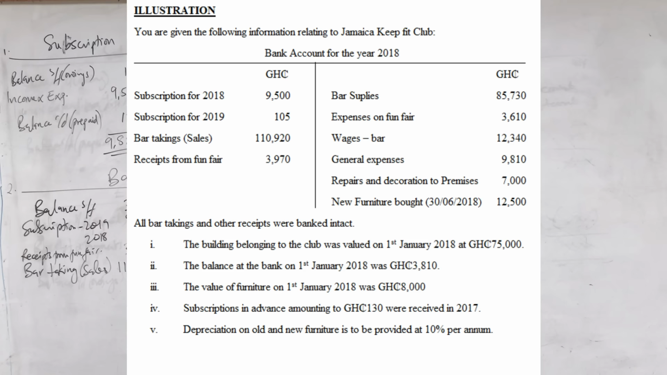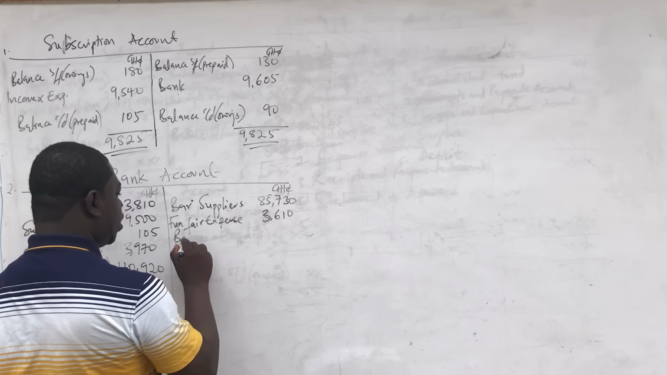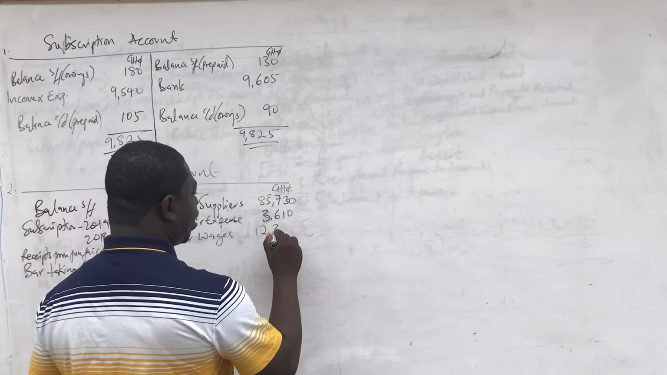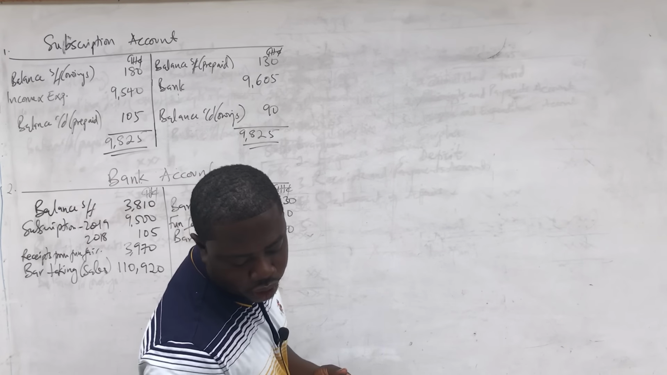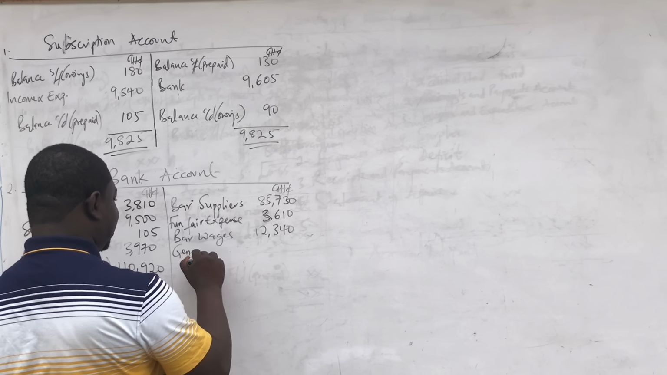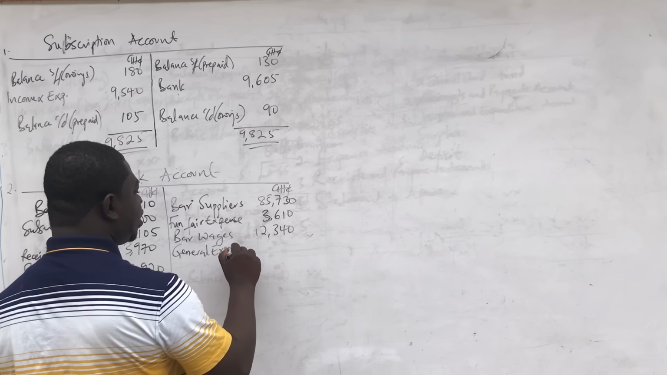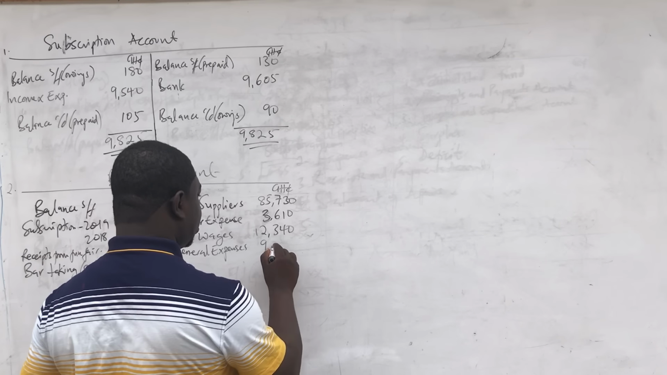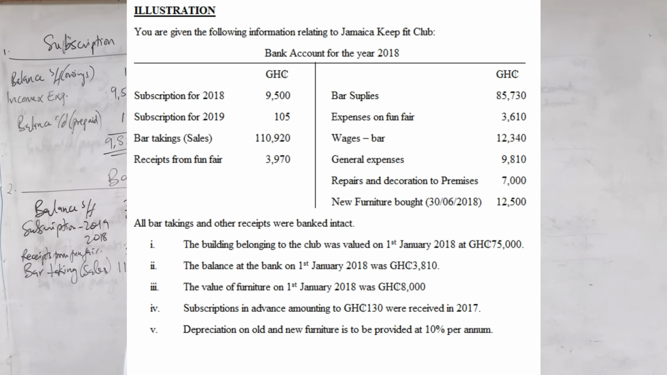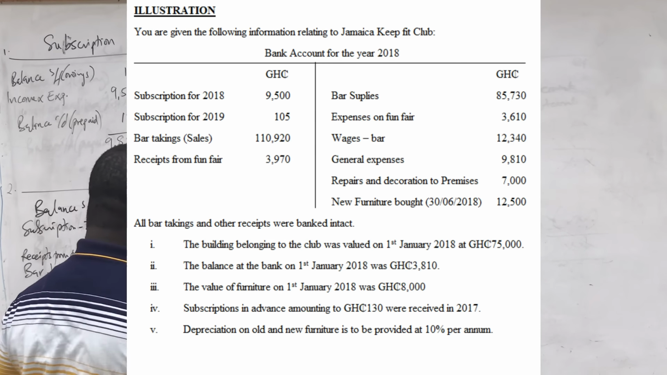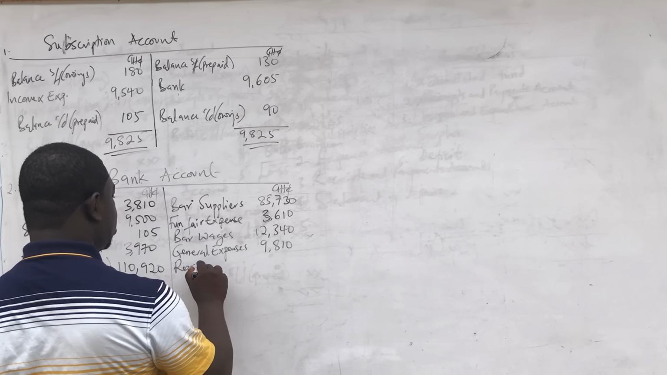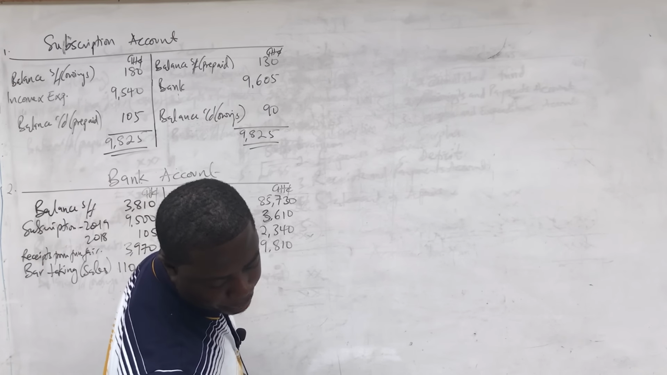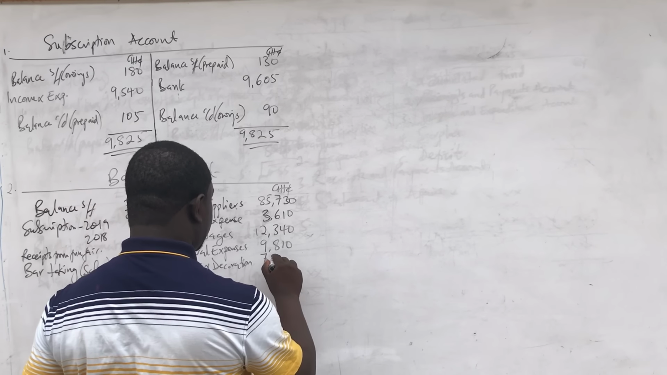And then also we have bar wages. The wages for bar is 12,340. After bar wages, we have general expenses. So we are just listing general expenses. The value of general expenses is 9,810. And then after that, we have repairs and decoration to premises. So repairs and decoration, and that is at a value of 7,000. So we list that.